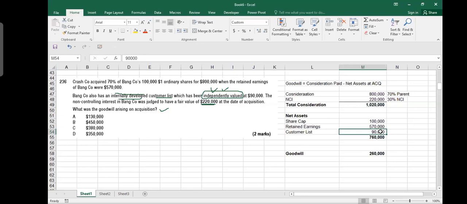Okay, so actually the customer list, I probably did not read the question. It says the bank company also has an internally developed customer list, which has been independently valued at 90,000. Okay, I'll just remove it. You know why? It was just my own frame of mind. I thought that they did not include it. Now let me tell you what the confusion was. Why did I do it?